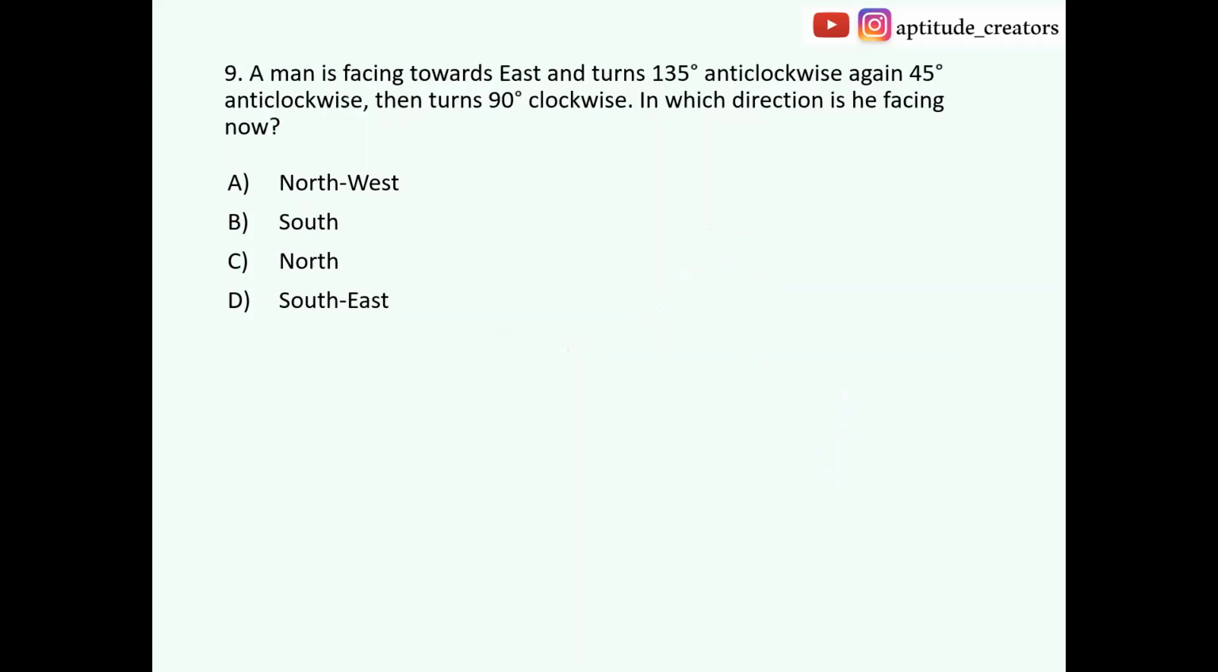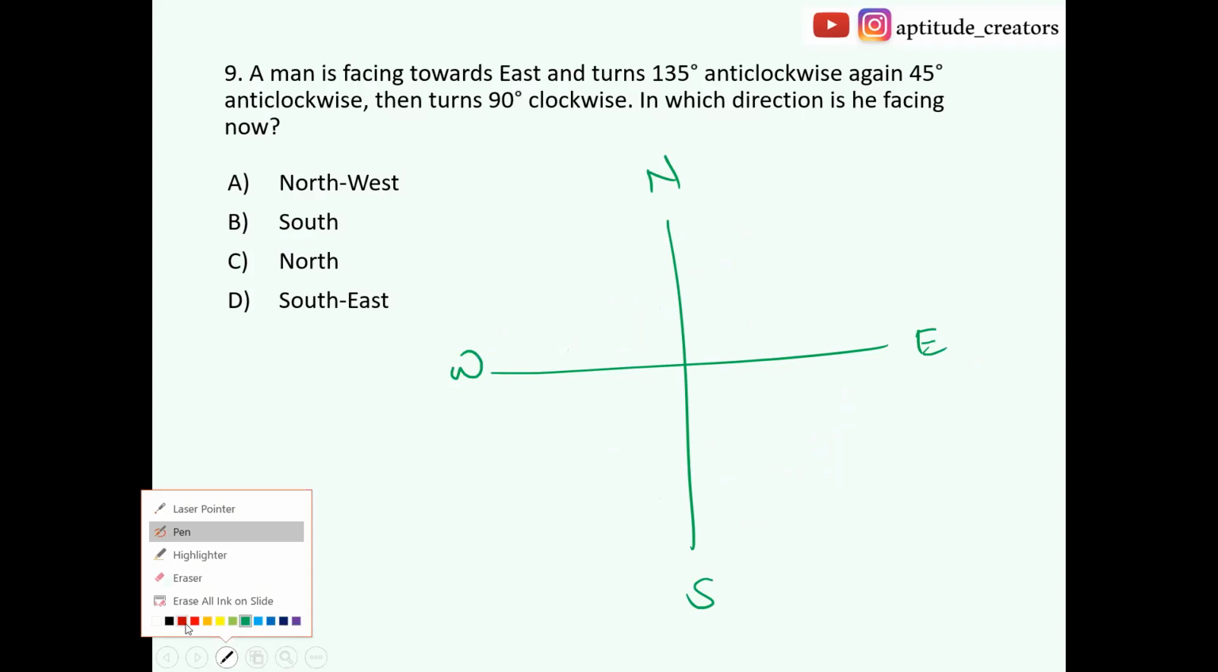Moving forward to next. A man facing towards east direction, 135 degrees anti-clockwise direction and 45 degrees anti-clockwise direction. Most of the people will calculate like this. First, the people will calculate 135 degrees anti-clockwise direction. What is this angle?